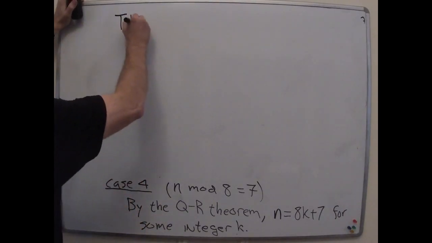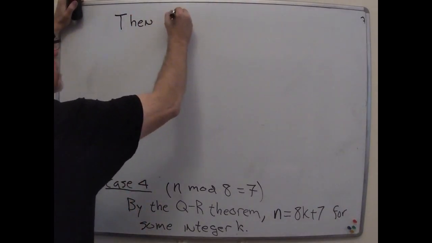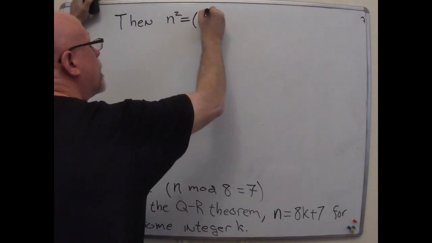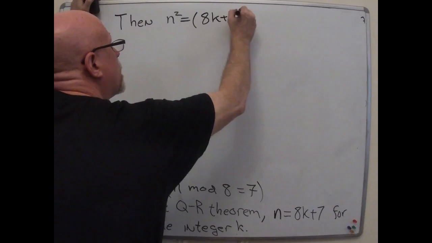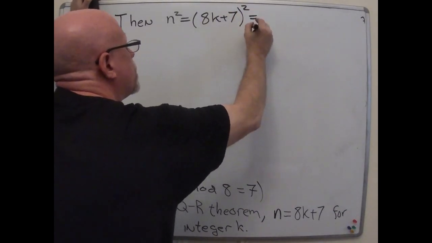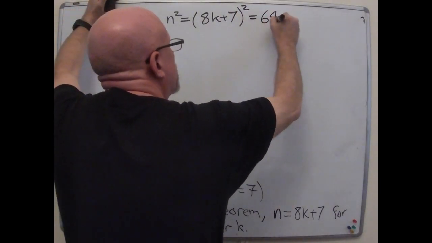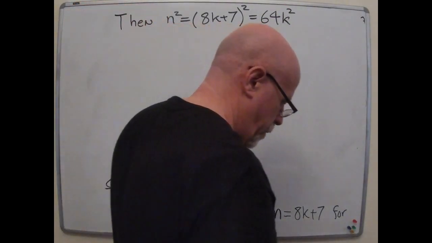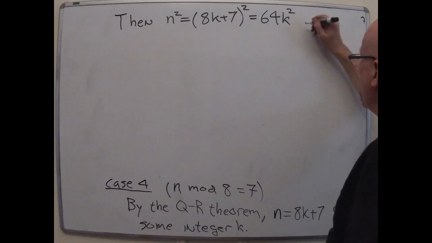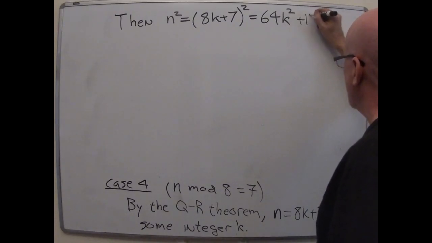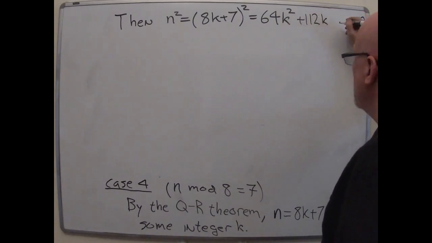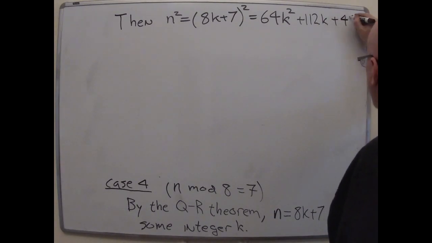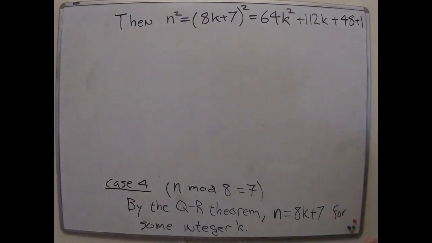Then n squared, well, it'll be 8k plus 7 squared, which is 64k squared. 7 times 8 is 56, right? That's 112, because there's 2 of those 56s. 112k plus 49. Let's just go ahead and write it as 48 plus 1 while we're at it.